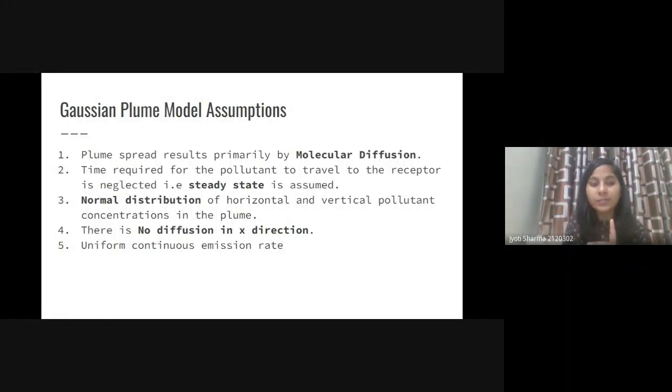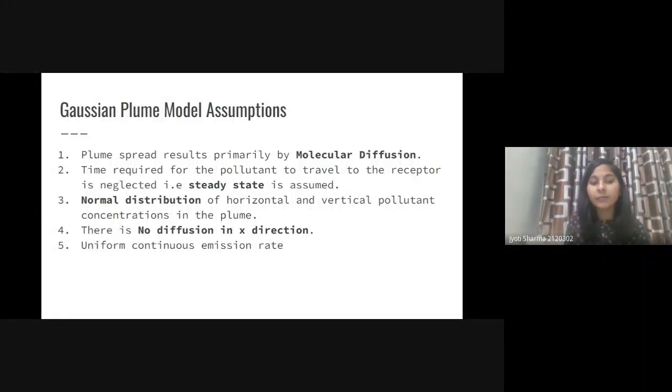The second assumption is that the time required for the pollutant to travel to the receptor is neglected. So here the change in the concentration per change in time, we are assuming it is zero. It means we are not considering the time for this pollutant to travel to the receptor. So here we are assuming that there is a steady state. Steady state means the change in the concentration upon change in time is equal to zero.